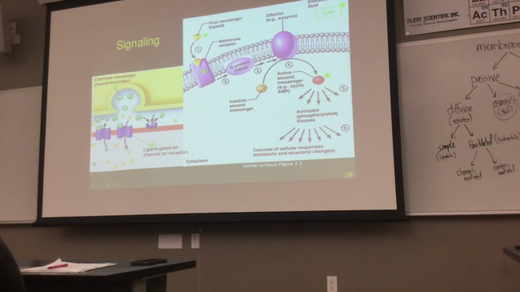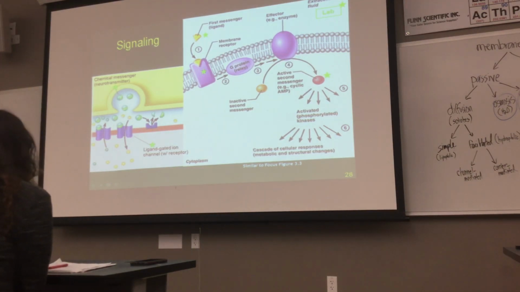So over here, what's the star? Just the chemical messenger, neurotransmitter in this case. This one, the ligand-gated ion channel. Here, first messenger here, second messenger here, the membrane receptor. Just the basics for now.